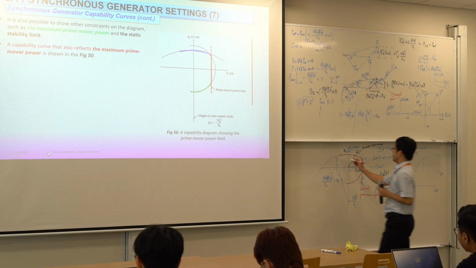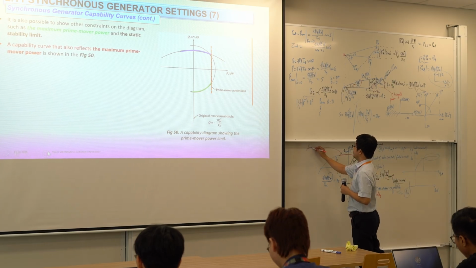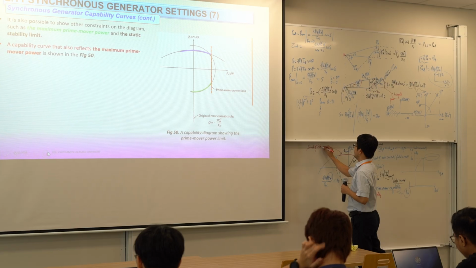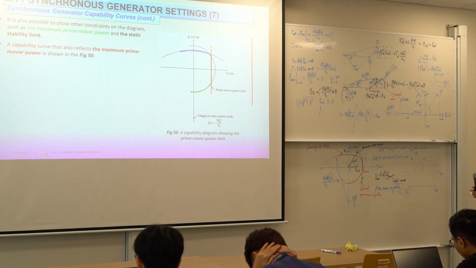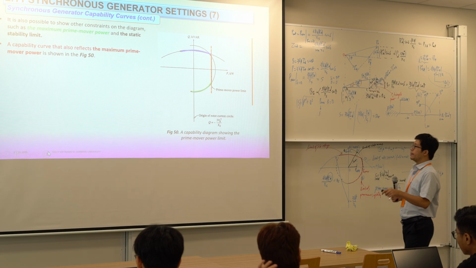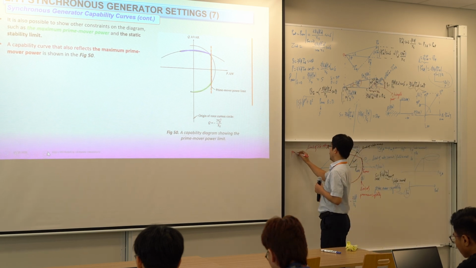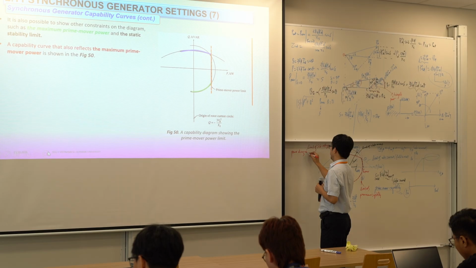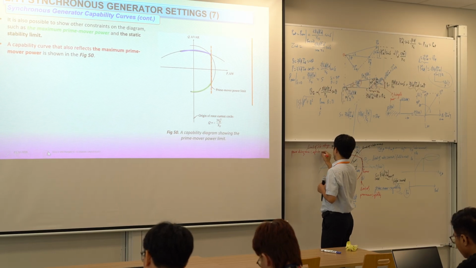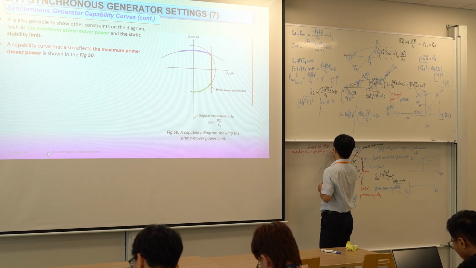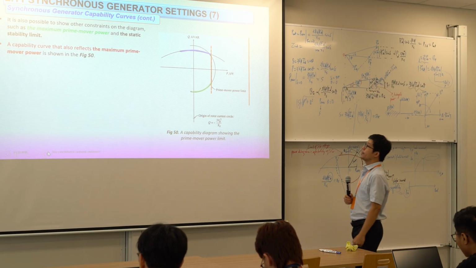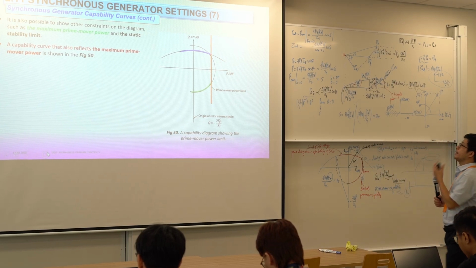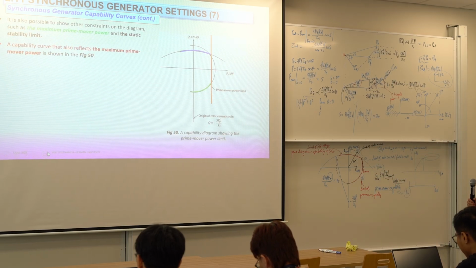So this one we say is the limit of synchronous generator ratings, or we say the power diagram capability, or the capability diagram of synchronous generators. Yes. We need limits. Okay.